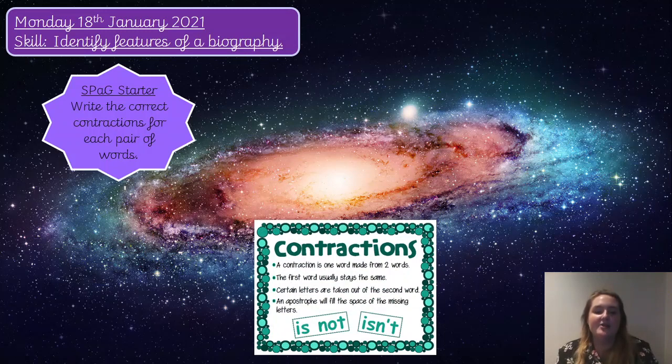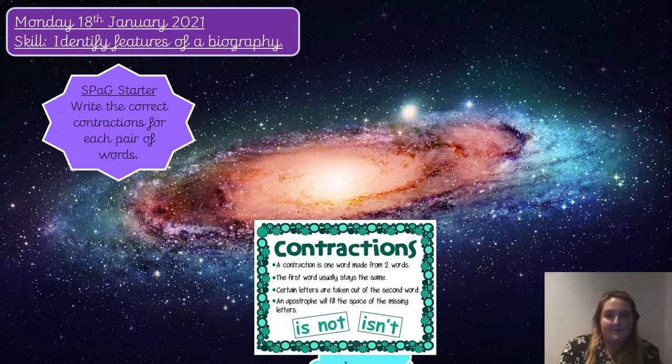Okay, a contraction is one word made from two words. The first word usually stays the same. Certain letters are taken out of the second word and an apostrophe will fill the space of the missing letters. So is not becomes isn't. We've replaced the O, we've pushed it together, taken the O out and put an apostrophe in its place.